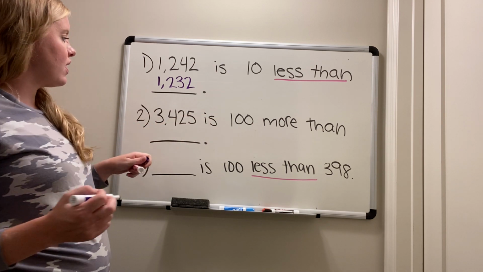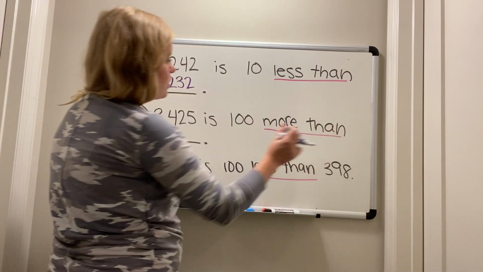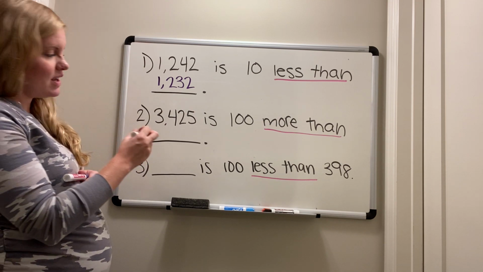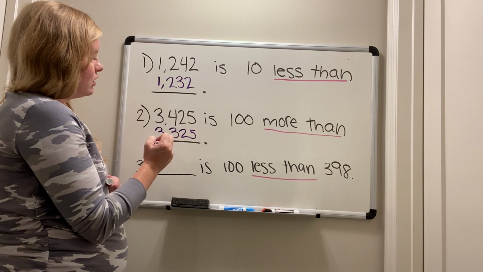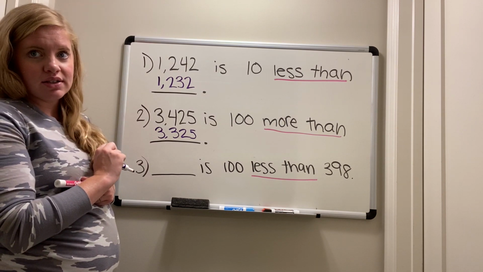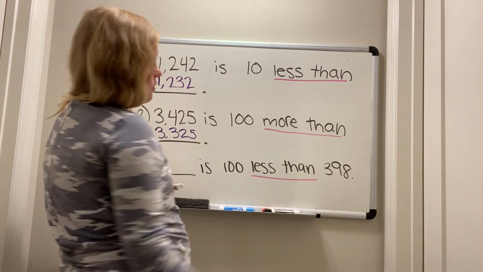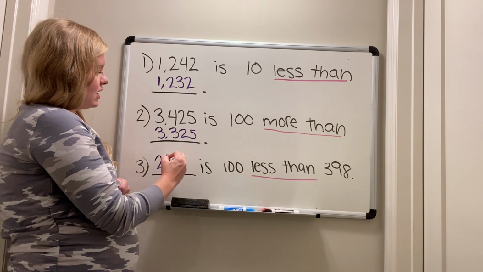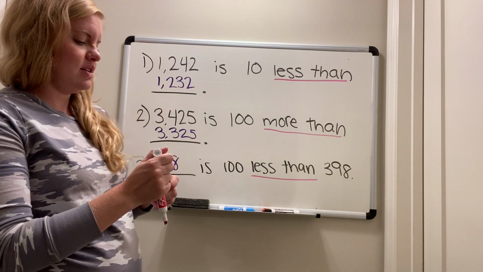All right, number 2 says 3,425 is 100 more than blank. So since it says more than, this number we write in is going to be smaller, right? 3,325. Blank is 100 less than 398. So is this number going to be less than this number or more? Less, it says right there. So here, 298 is 100 less than 398.